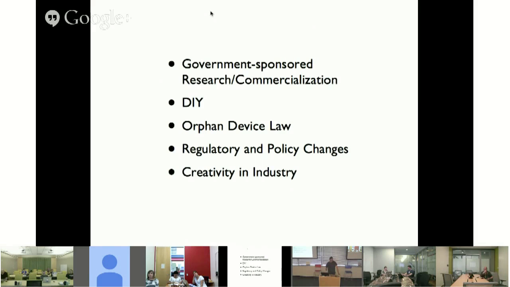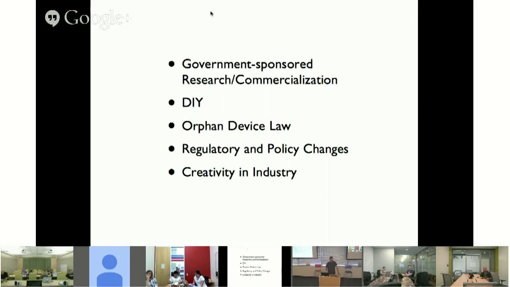So what are the collection of tools that we could use to try to better solve these problems? And I, like lots of people do, think I'll probably come down on there being some combination of all of these that are necessary. But just to brush over them all, to begin with: government-sponsored research and commercialization, then DIY and the maker culture, potentially an orphan device law to serve as a companion to the orphan drug law that we've had in this country since 1983.